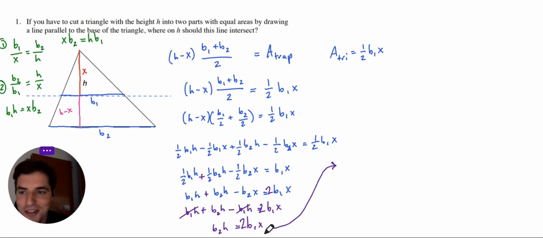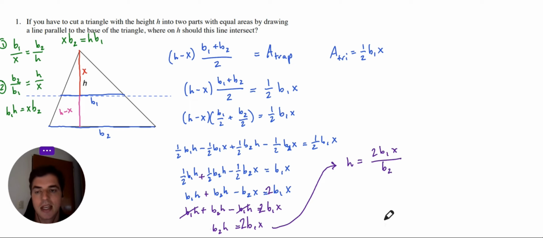We now have something pretty close to one of these over here. I think we should get h by itself. So we've got an equation here. I still have a lot of variables. We still have all four variables that we created. We want to know about h. So let's get h by itself. So let's say h is equal to 2b1x over b2.